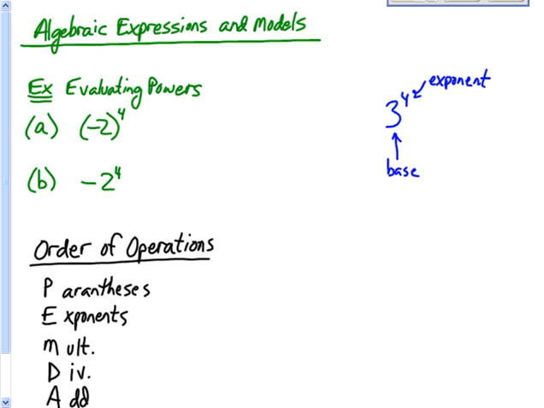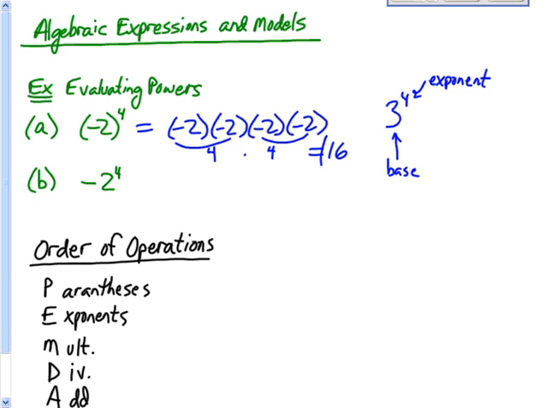Okay, so if you look at this (-2) to the 4th, if you're going to evaluate that, that -2 is your base. Notice it's in parentheses there. That problem is different than the problem right below it. This means that there are 4 of those -2's. Of course, -2 times -2 is 4, times another -2 and another -2, so you end up getting 16 for this answer right there.